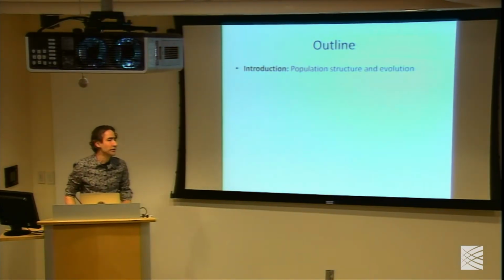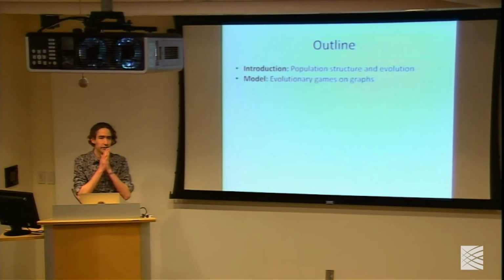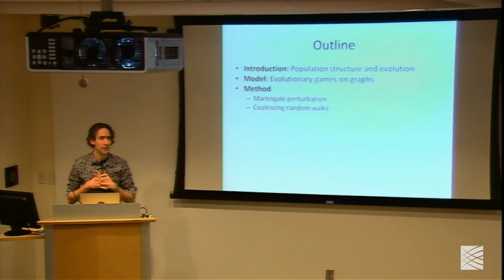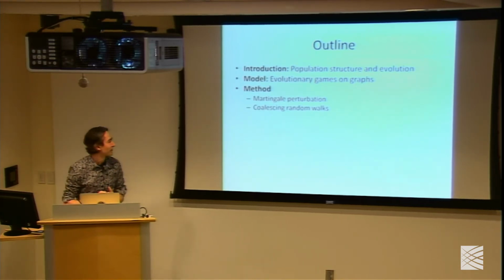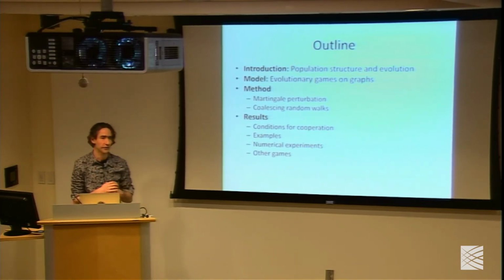Okay, so what I want to do is talk about the big question of population structure and evolution, introduce a particular model of evolutionary games on graphs, talk a little bit about the method, since I understand this is somewhat of a mathematical audience, and then talk about the results in terms of conditions for cooperation, examples of different population structures, some numerical experiments, and extensions.